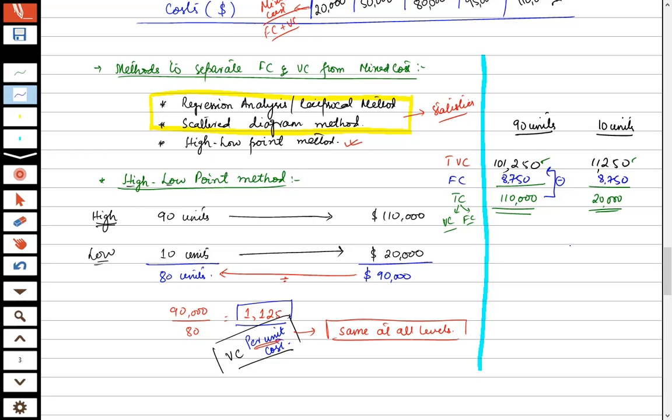If that is the case, then you have done the calculation correctly, because we have also studied that fixed cost remains the same at all levels, and see here fixed cost is the same. So the moment fixed cost came the same, this will be a sigh of relief for you that you have done the question correctly. Any questions? Okay, I will give you some practice questions of the high-low method.